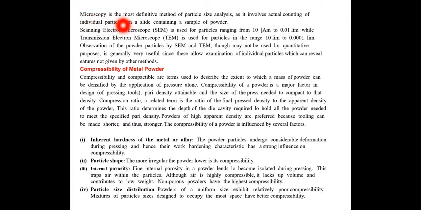Microscopy is the most definitive method of particle size analysis. We are studying powder metallurgy, where we study how to make powders by different techniques, then how to compact those powders. In this case, powder size analysis is very important, and for it the important thing is microscopy, because it involves actual counting of individual size particles on a slide containing a sample of powder.